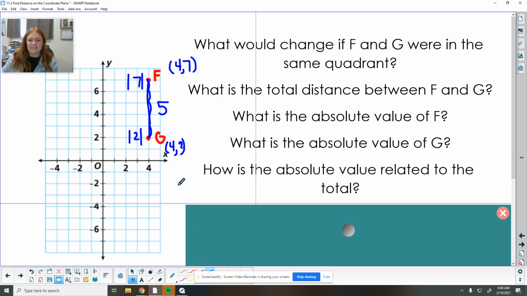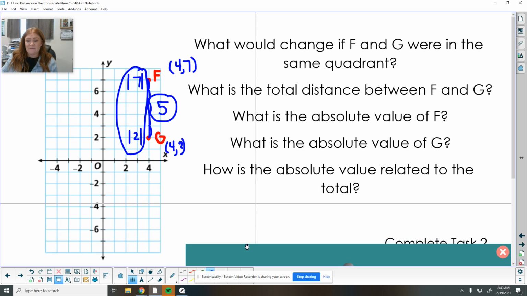So now my question is, when they're in the same quadrant, how is the absolute value related to the total? If they're in the same quadrant, it looks like we have to take the absolute value and subtract the other one. So we're getting rid of this extra part that has nothing in it. So we're taking that and getting rid of this extra where there's no segment. So the absolute value is 7 minus 2 equals 5.